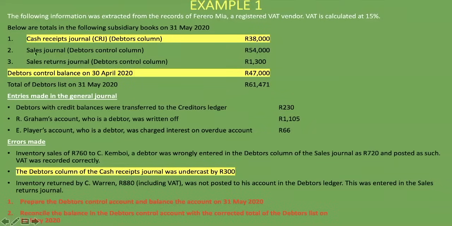Let's look at number 2. Sales journal, we have 54,000 Rand. So what is the sales journal? Like I just mentioned previously, the sales journal is where we record everything that we sold to our debtors. So that means our debtors still owe us this 54,000 Rand. So we're going to put it on the debit side.